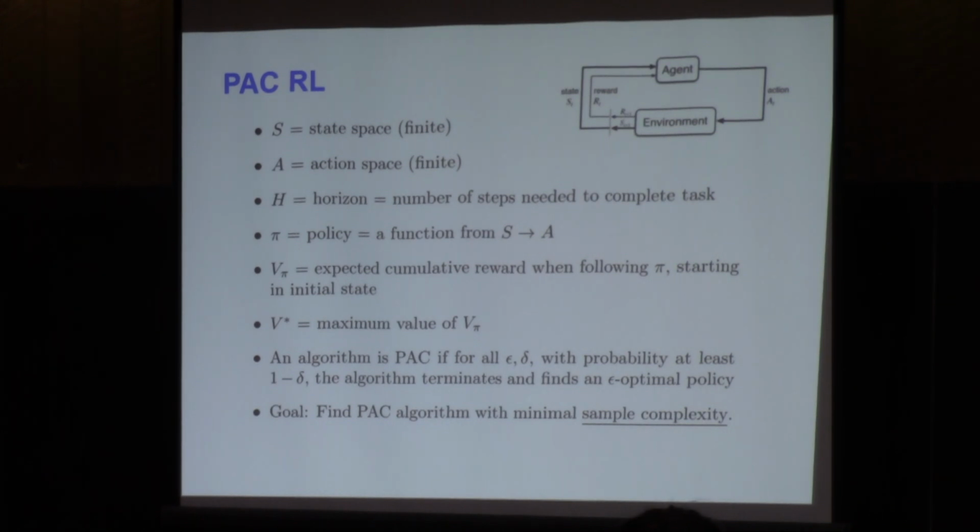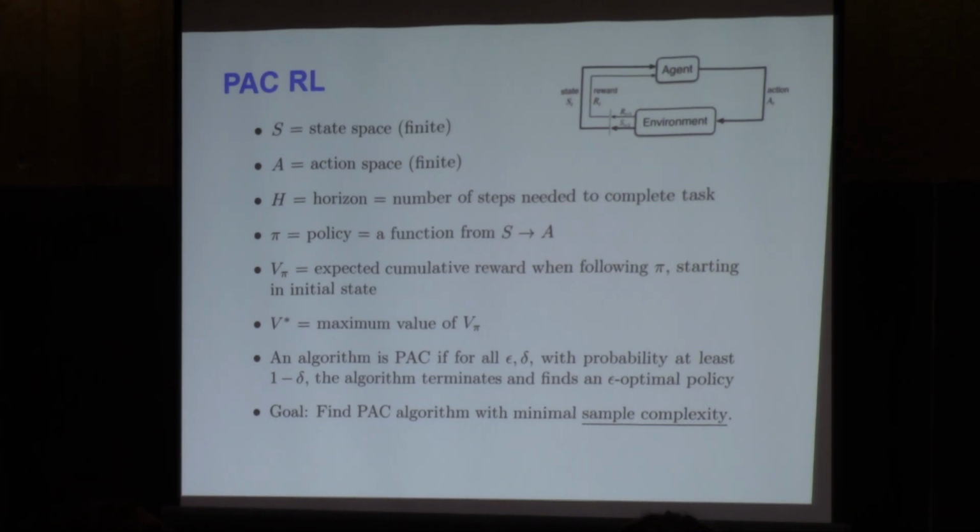All right, so an algorithm, and this is a little bit of a paraphrase of the formal definition. An algorithm is PAC if for all epsilon and delta, with probability at least 1 minus delta, the algorithm terminates and finds an epsilon optimal policy. An epsilon optimal policy just means the V pi for the policy returned by the algorithm is within epsilon of V star. So you want that to happen with high probability.